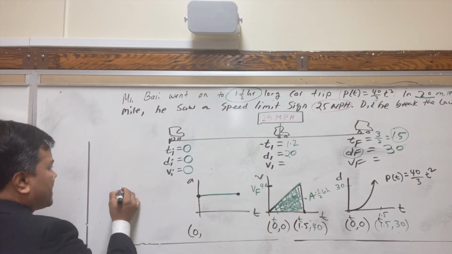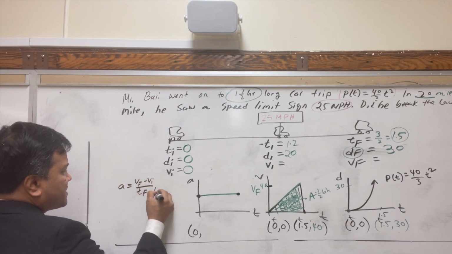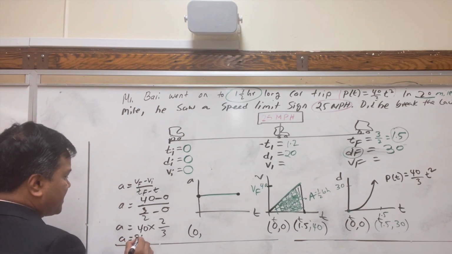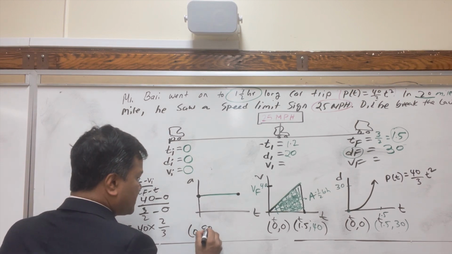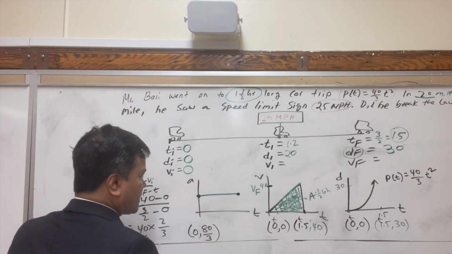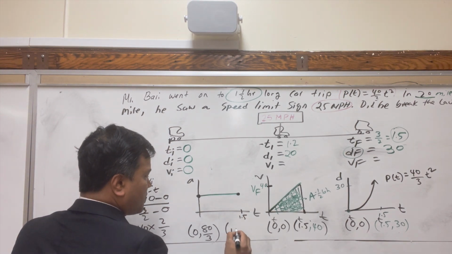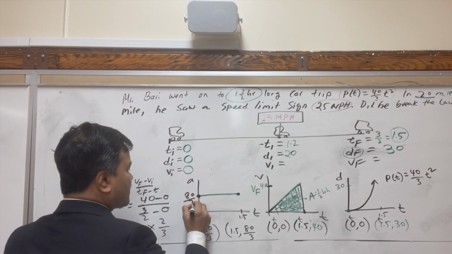Okay, two ways. Acceleration is Vf minus Vi over Tf minus Ti, which is 40, so 80 over 3. Acceleration is 80 over 3. Okay, that's it. And this would be 1.5 comma 80 over 3. So we're just going to write 80 over 3.